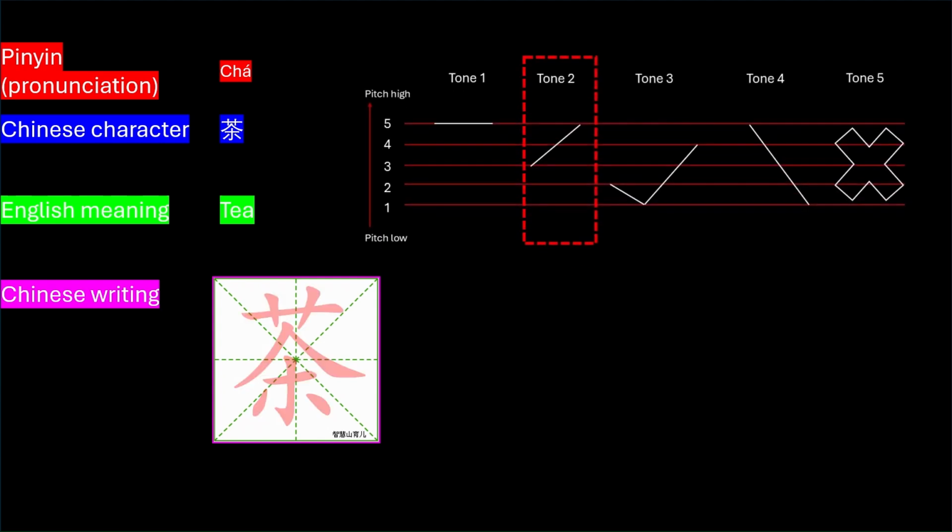Alright, let's now go to the language part. Let's look at the pronunciation, character, and meaning and writing. So, tea in Chinese is 茶, and it is written in the way I put it here. If you remember, there are 5 tones in Chinese pinyin pronunciation. 茶 here is with the tone 2. 茶, from pitch mid-low to high.